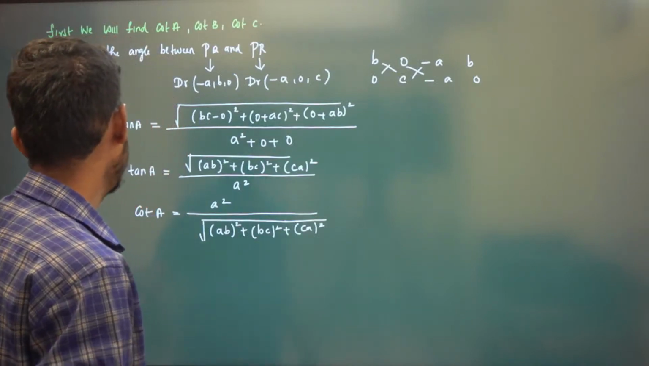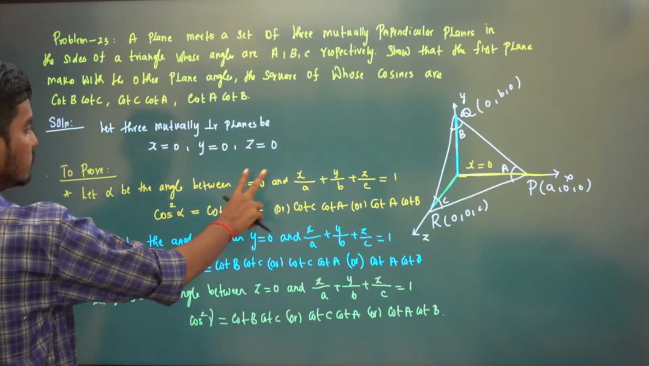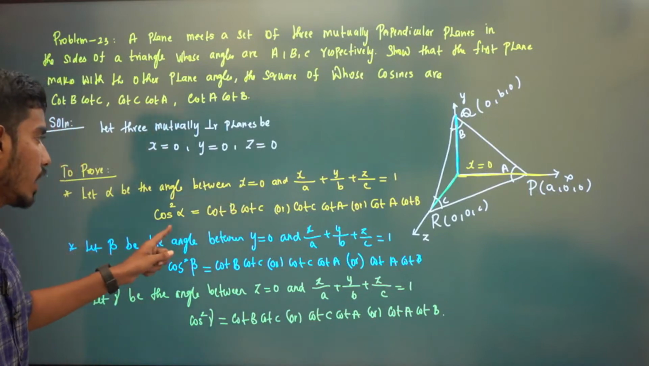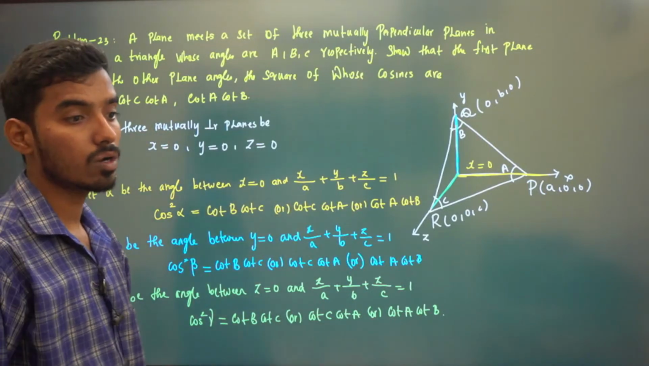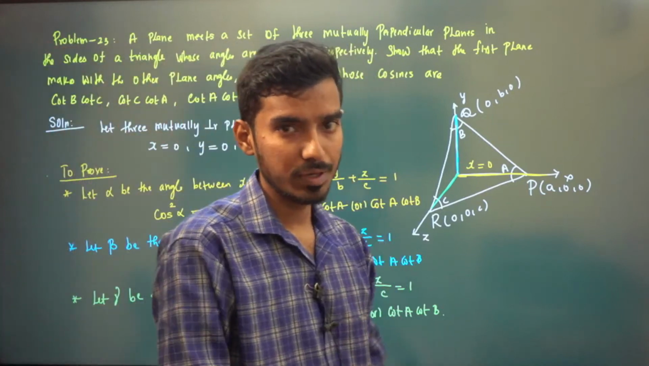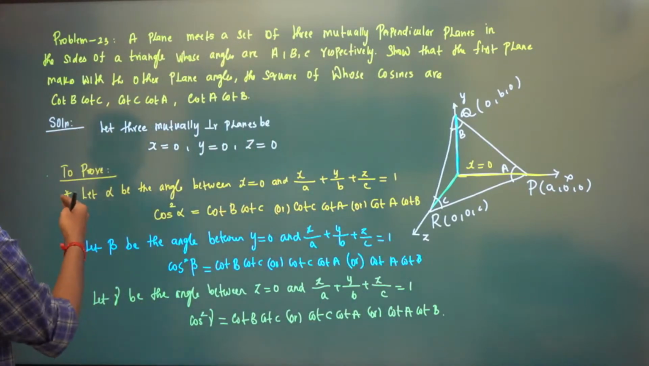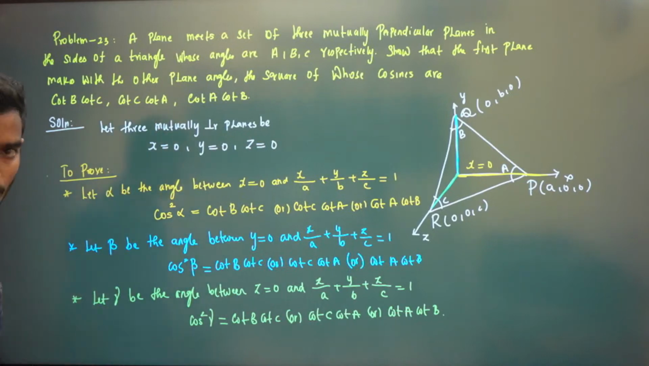So what is our aim? Very simple. We need to find the angle between this plane and this plane, and we need to square it up. We need to show it falls under any one of these three. But we don't know them, while cot A, cot B, cot C we have easily found. Now let us prove one by one, right?